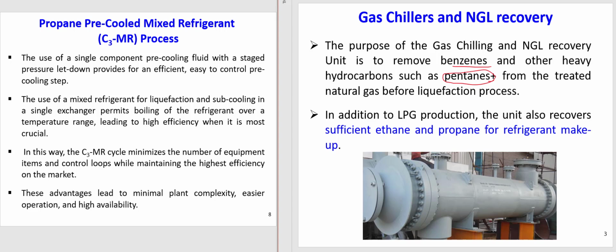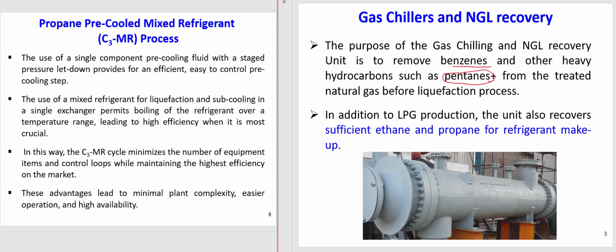The purpose of the NGL recovery is that we remove benzene and other heavy molecules, heavier than pentanes, from the treated gas before we send it to the liquefaction unit. Why? Because the heavier molecules will be frozen in the main heat exchanger unit, because the temperature in that unit is too low. So we have to make sure that we are not sending heavy molecules with low boiling point or melting point.